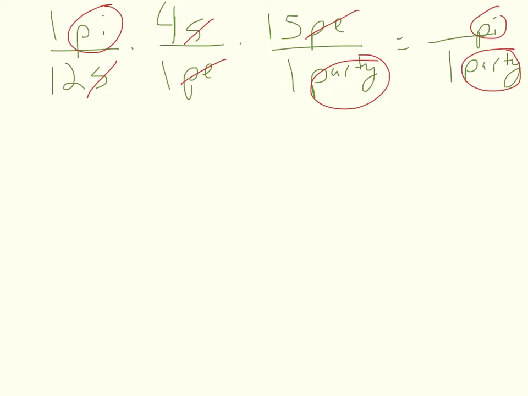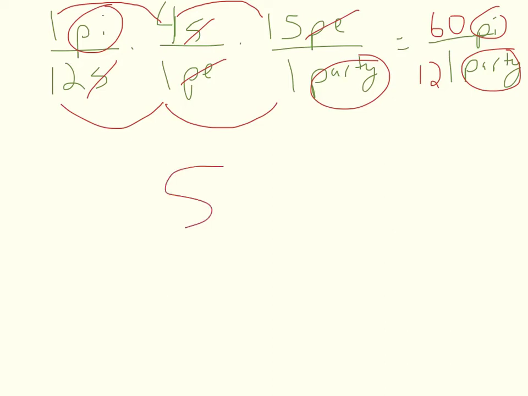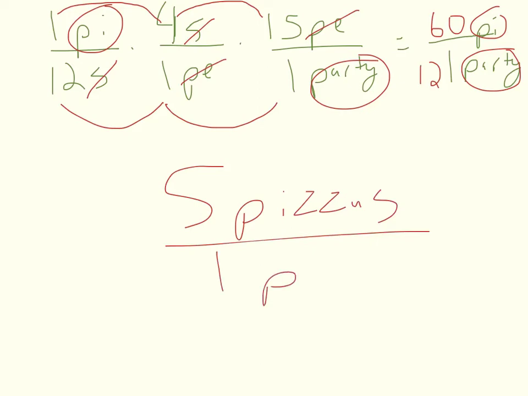Now I start multiplying across and I say 1 times 4 is 4 times 15 is 60. 12 times 1 is 12, times 1 is 12. Now, of course, 60 pizzas for 12 parties doesn't quite make sense. So I do need to simplify 60 over 12, and I get 5 pizzas for 1 party.